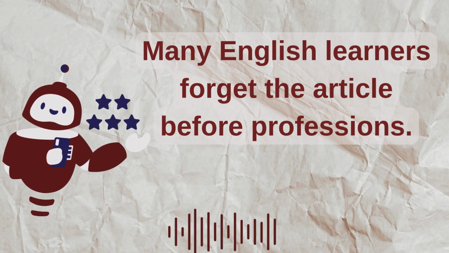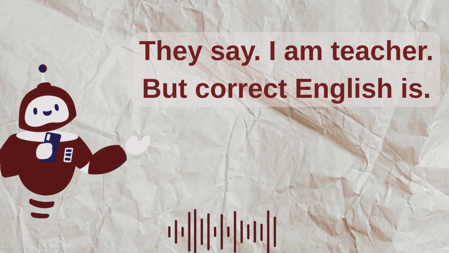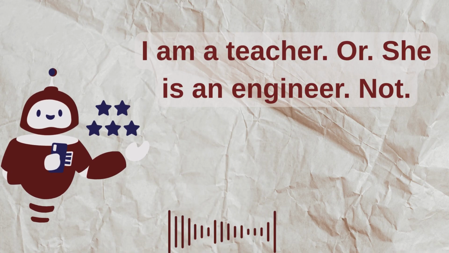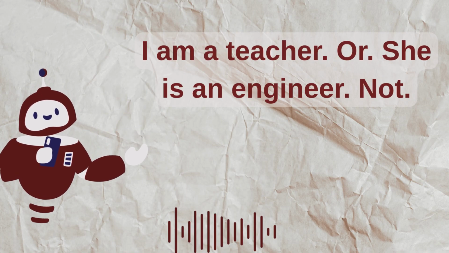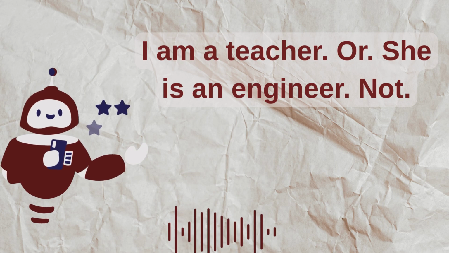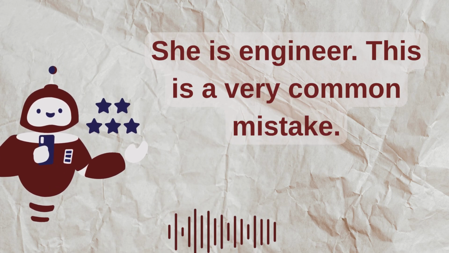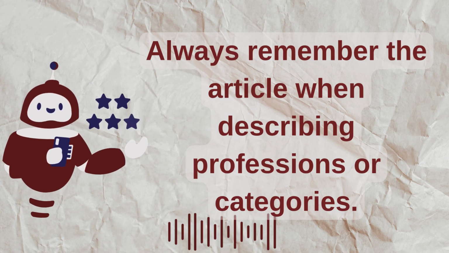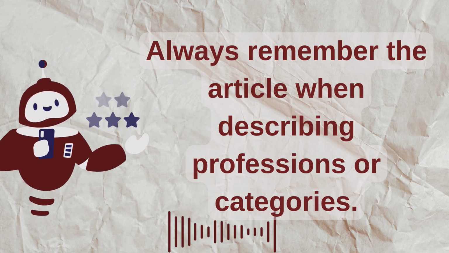Many English learners forget the article before professions. They say, "I am teacher." But correct English is, "I am a teacher." Or, "She is an engineer," not "She is engineer." This is a very common mistake. Always remember the article when describing professions or categories.